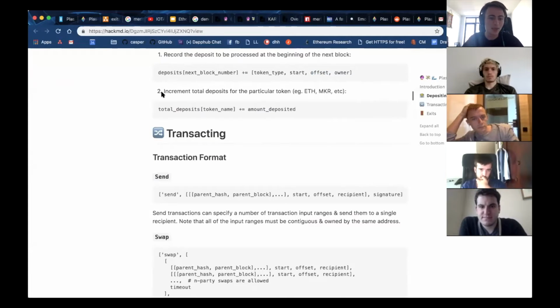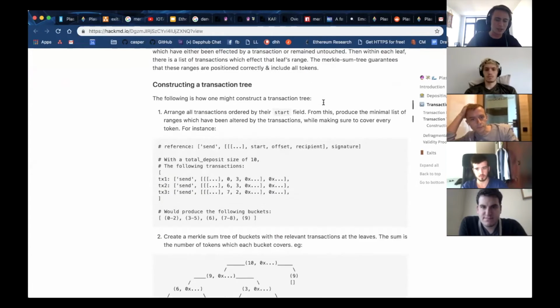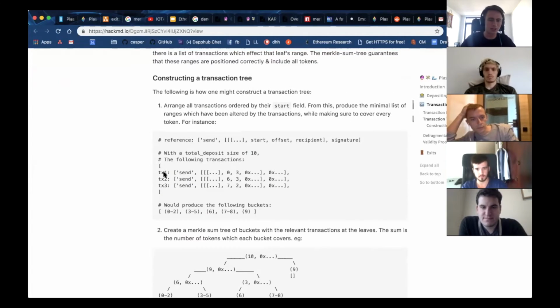Then we can transact using this range of coins, and our transaction tree structure is pretty interesting. We'll have a send, which sends coins or tokens 0 through 3. They all have to be owned by the same owner. If you send one range, you have to own that range. Technically you could add multiple signatures and send with multiple different owners, but that would be up to you. I didn't feel like it was worth it, so I just assumed they were all the same owner.